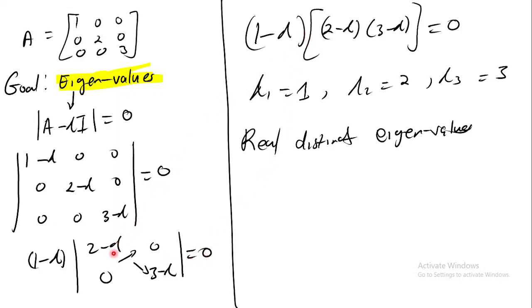From this point, you cross multiply here, and you're left with lambda 1 is 1, lambda 2 is 2, and lambda 3 is 3. Therefore, you can conclude that we have real distinct eigenvalues.